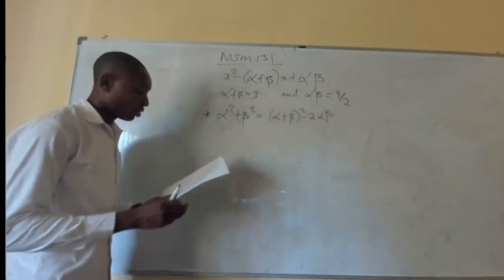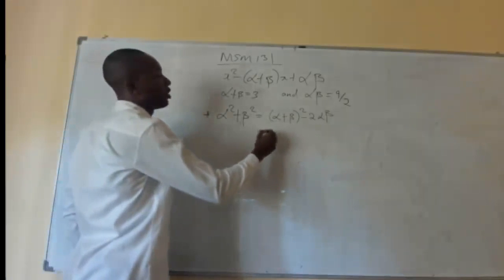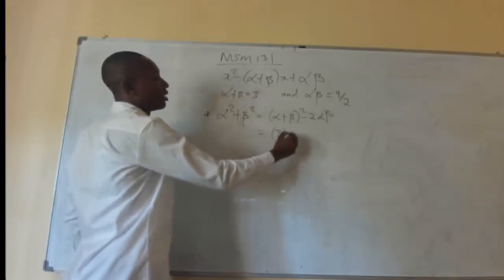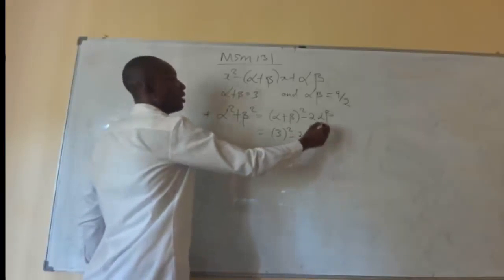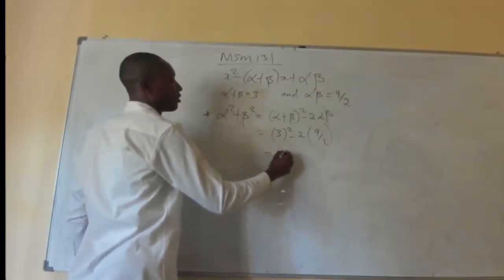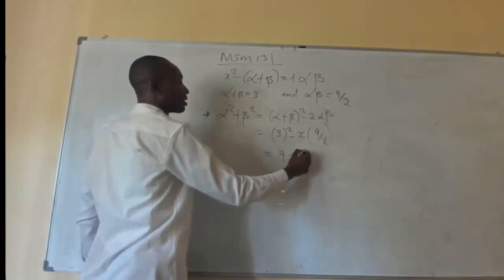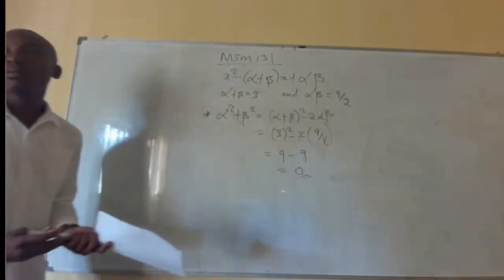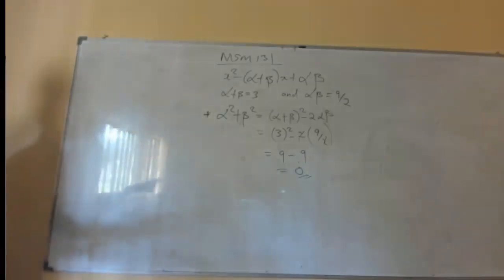Okay, so we're saying, do we know what alpha plus beta is? Yes, it's 3, then squared, minus 2 times alpha times beta, which is 9 over 2. From here we have 9, this and this will cancel, minus 9. Well, the answer is 0. Okay, so that is your final answer.